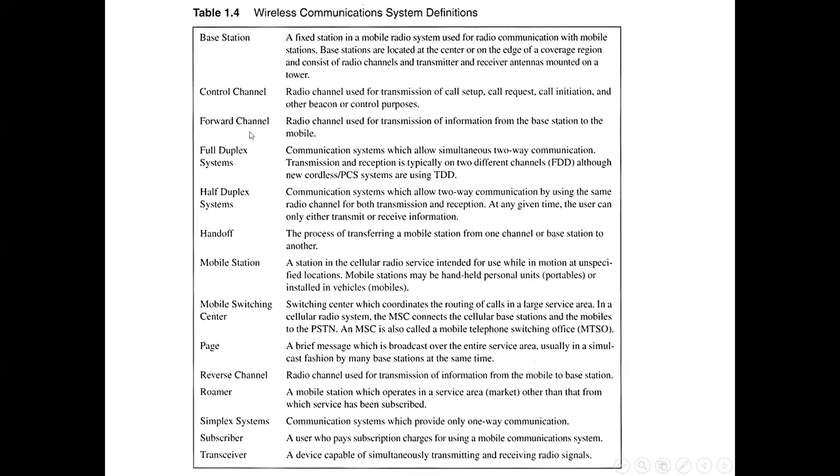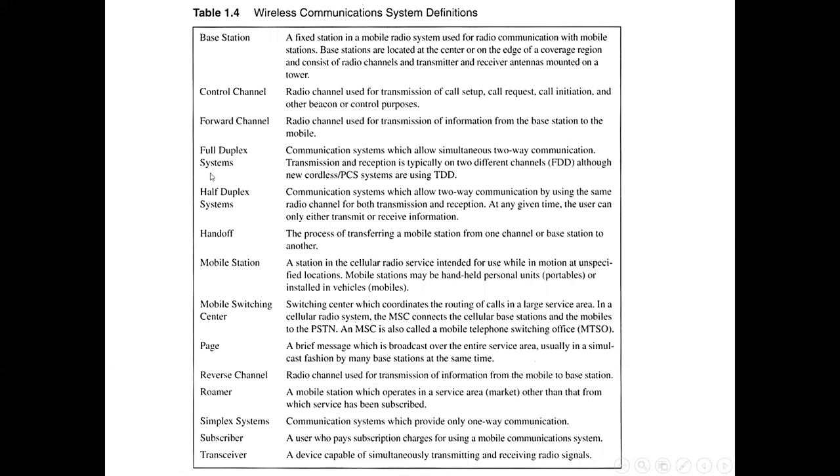Now, forward control channel, radio channel used for transmission of information from base station to whom? To the mobile, okay? Forward control channel is a channel dedicated to transfer the information from base station to the mobile. On the other hand, we have another kind of channels, which is called what? Reverse channel. Radio channel used for transmission of information from mobile to whom? To the base station. Now, we have explained again what they mean by the two kinds of channels, I mean traffic and control channel. And then we have illustrated what they mean by the forward and reverse channels.